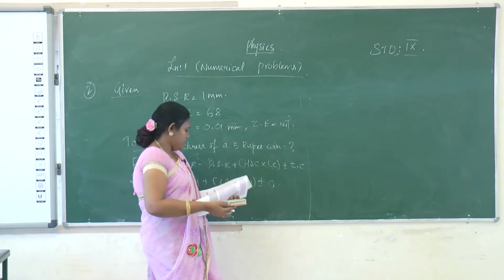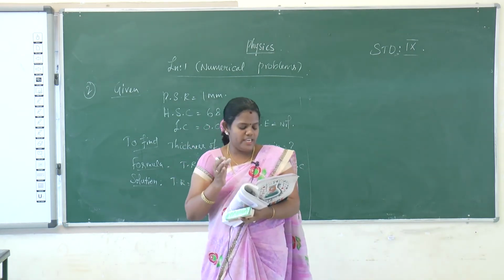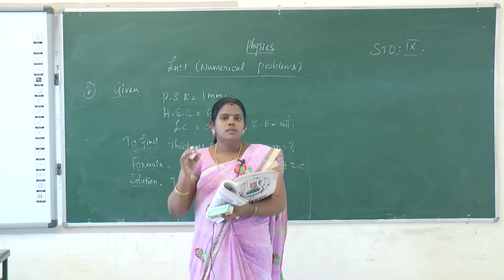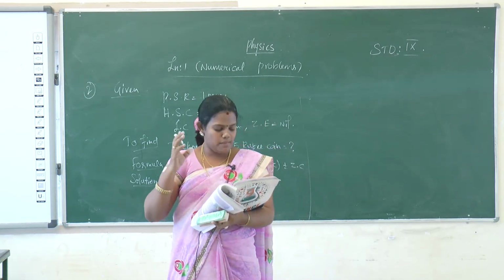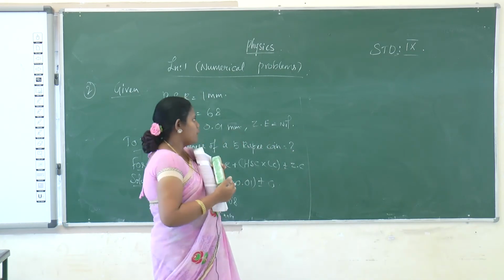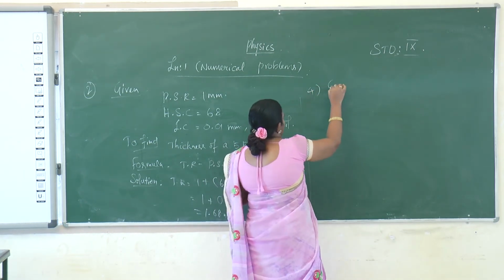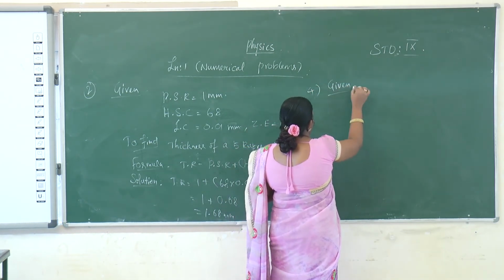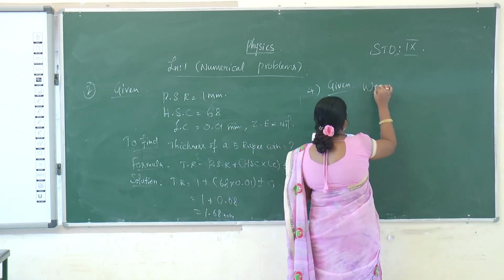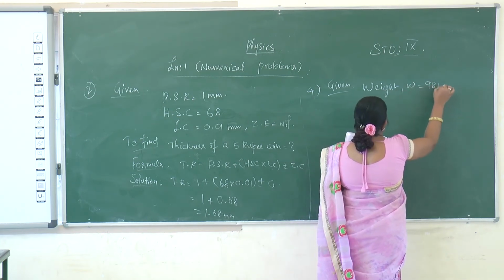Then the next problem: find the mass of an object weighing 98 Newton. In this problem we want to find the mass of an object, but the weight is 98 Newton. Okay. What's the formula used in this problem? That is the fourth problem. What values are given? Weight W is equal to 98 Newton. Okay.